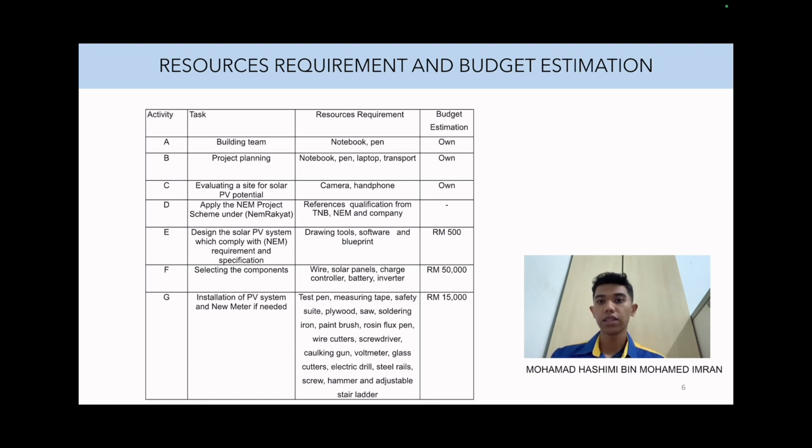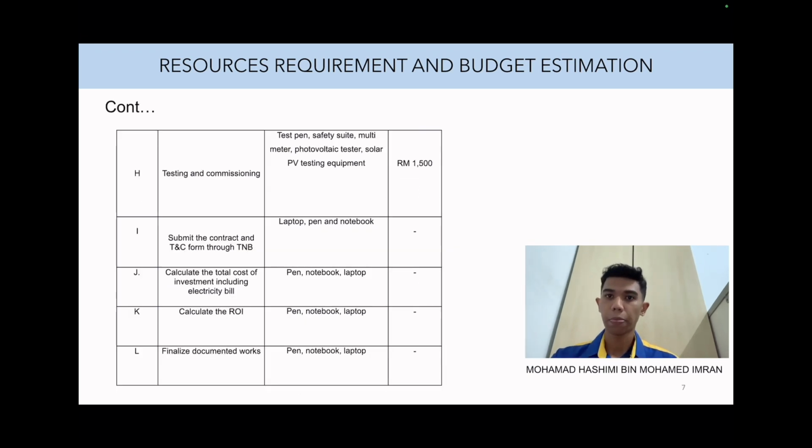Next is selecting the components. For example, resource requirements: wire, solar panel, charge control, battery, and inverter is around $50,000. Next is installation of PV system and new meter if needed. This budget estimation is around 15,000. Next is testing and commissioning. This budget estimation is around 1,500.